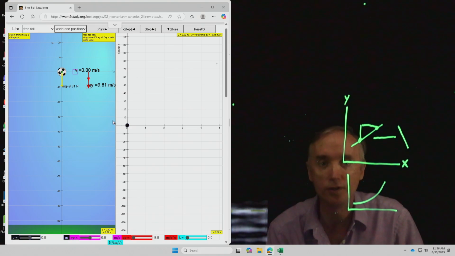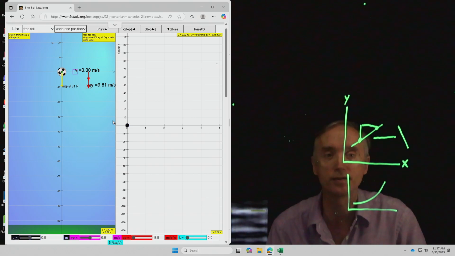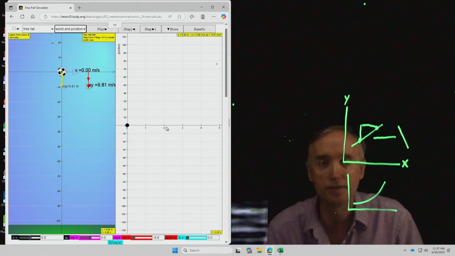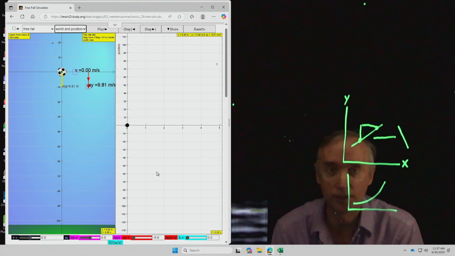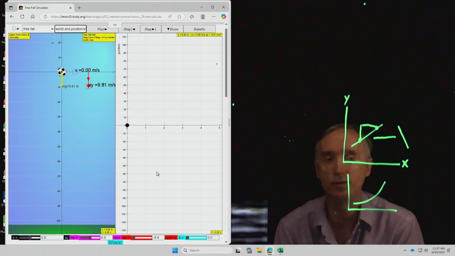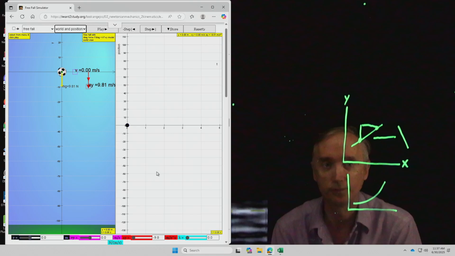And then what do you expect? Just take a guess. Time is going to be going this way, and distance is going to be going this way. So what kind of graph do you think it's going to make? Do you think it's going to make a curved graph? Do you think it's going to make a straight graph? Do you think that nothing's going to happen? It's kind of important: always make a prediction before you use the simulation.